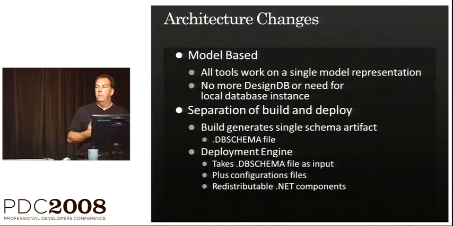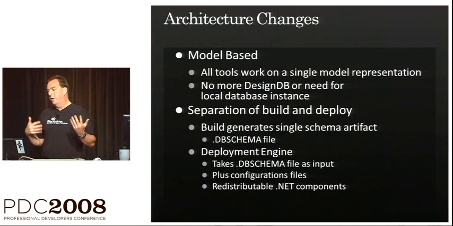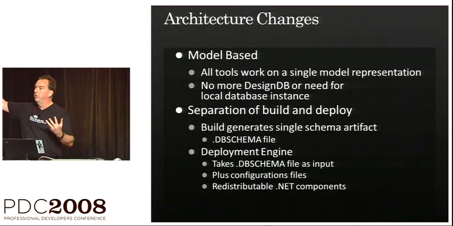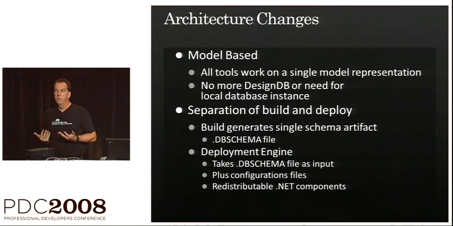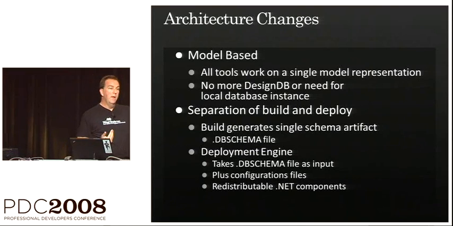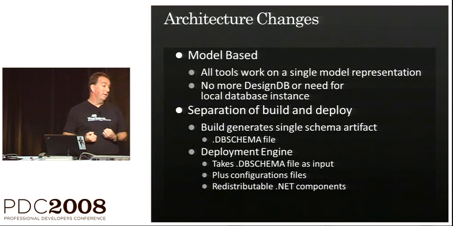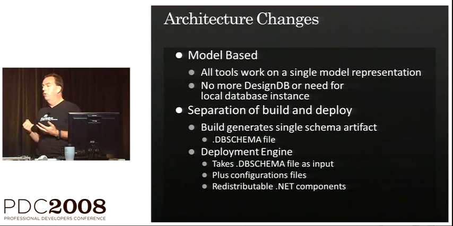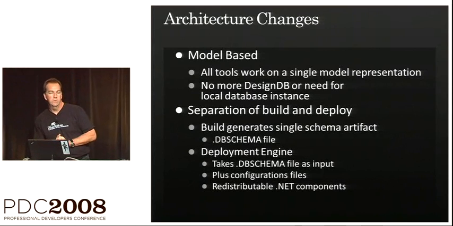The other part that we've done is we decoupled build and deploy. In V1, which I mean is 2005 and 2008 RTM, when you did a build, we needed to have connectivity to the target database. Most ISVs told us this is not a scenario that works for them. We don't have that, it's our customer's database, we don't have connections to it. We need to be able to do this on the fly, and we need to be able to distribute this outside the context of Visual Studio. So the main scenario here is to enable the deployment of database schemas outside the context of Visual Studio.